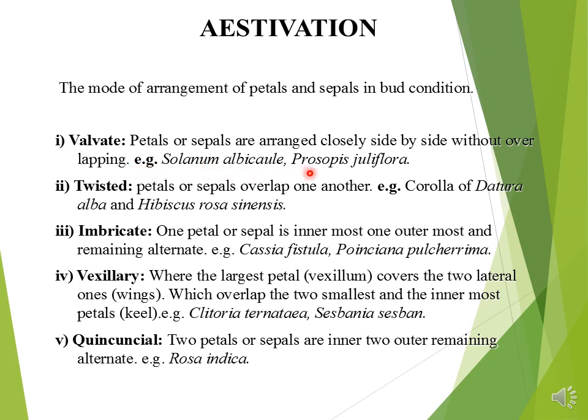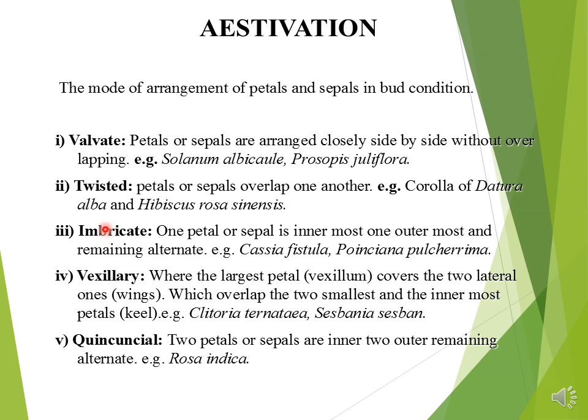Imbricate estivation: one petal or sepal is innermost and one is outermost, the remaining alternate. Examples are Acacia fistula and Poinciana pulcherrima.